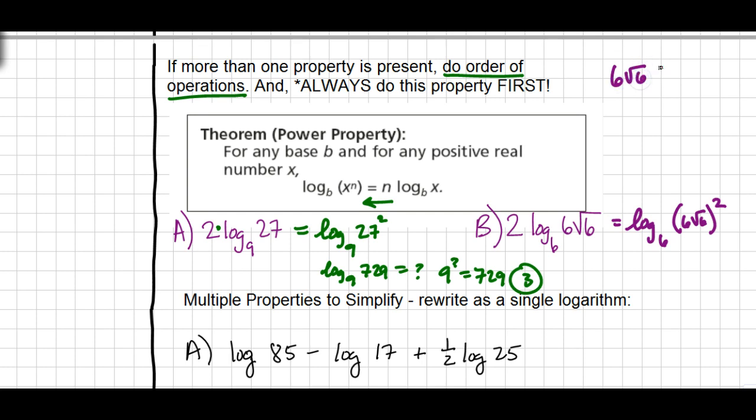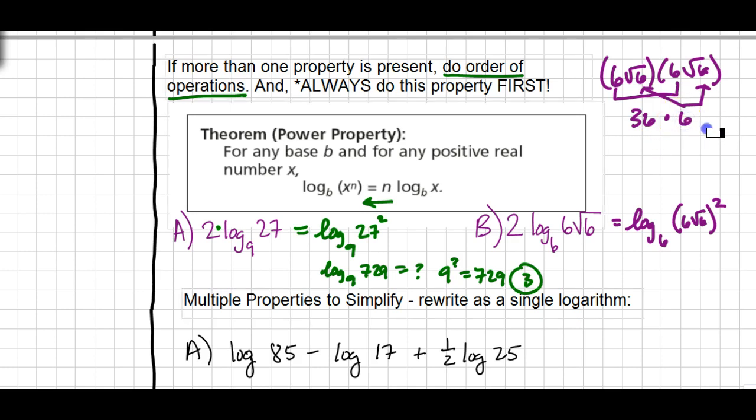If I do 6 square root of 6 times itself, let's see what happens there. This 6 and that 6 are going to multiply together to make 36. And then I've also got square root of 6 times another square root of 6. And hopefully students remember that when you do the square root of 6 times itself, you just get 6 back. So really what I've got there is 36 times 6, which is 216.